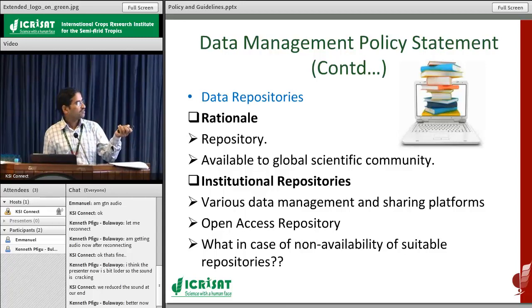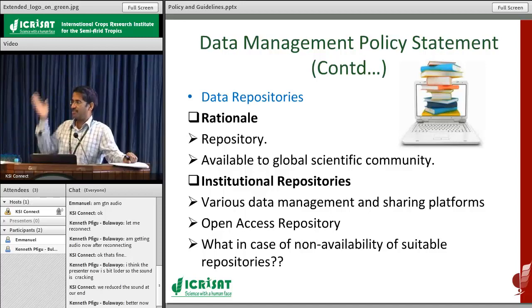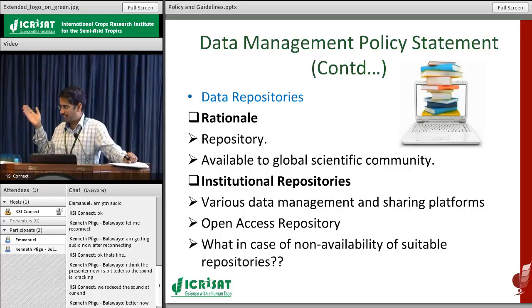Okay, the last point is kind of interesting. What in case of non-availability of suitable repository? Because we have certain platforms or systems to accommodate the data for the open data concept. You have seen the breeding data. There are different platforms. You have seen VDSA just now. VDSA or social science data cannot fit into the breeding, and breeding cannot fit into the social science data. So each subject area or each domain has different properties, different requirements and different platforms altogether.